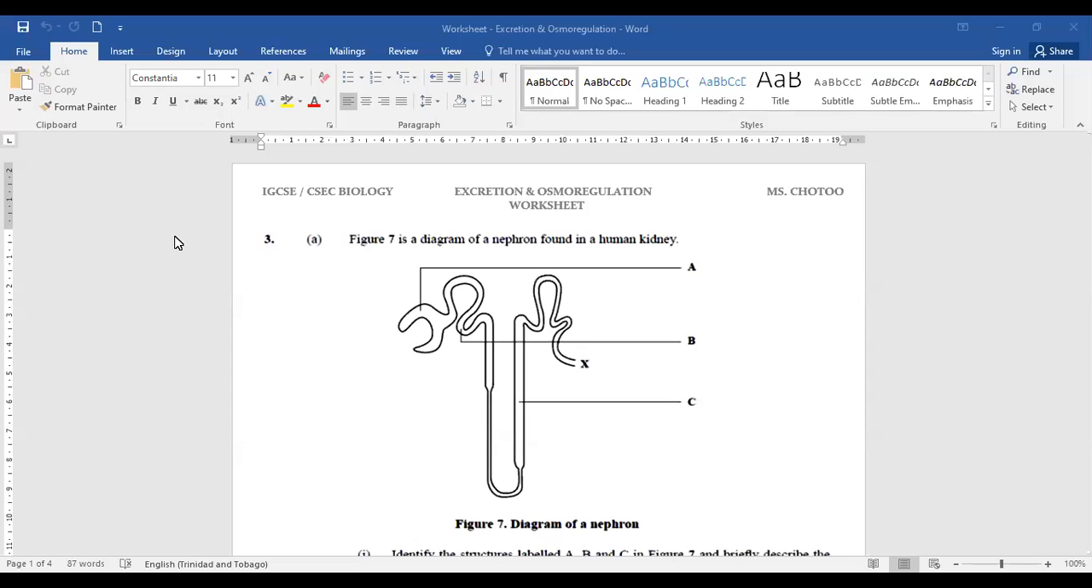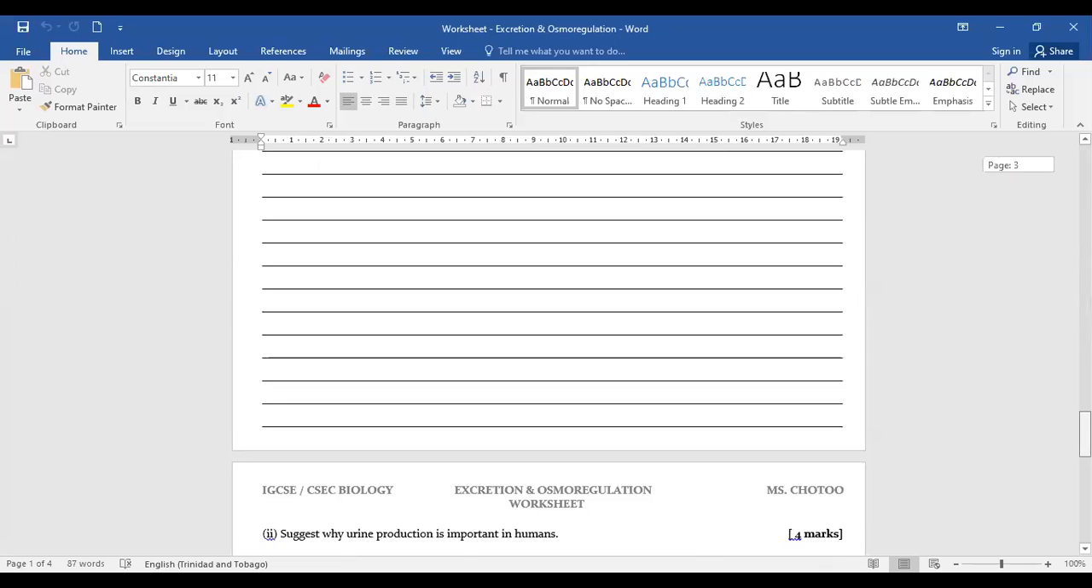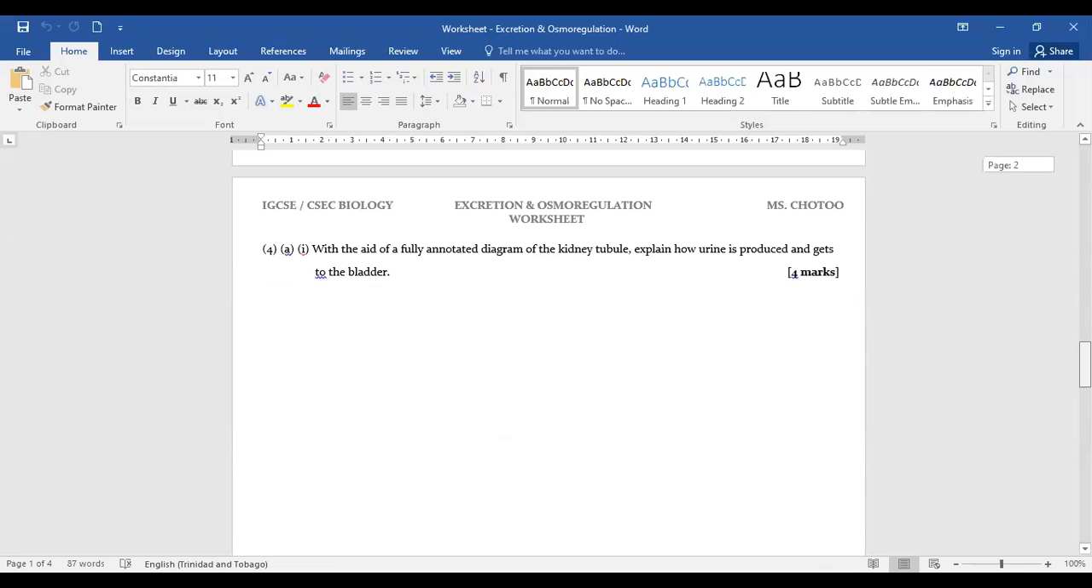Right. So these were all CSEC questions. Hence the reason they had questions about drawing the annotated diagram of a kidney tubule or something. So put it down. Let me see. Right here. With the aid of a fully annotated diagram of a kidney tubule, explain how urine is produced and gets to the bladder.